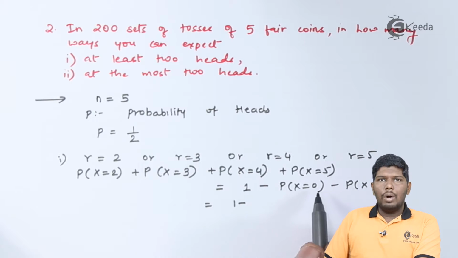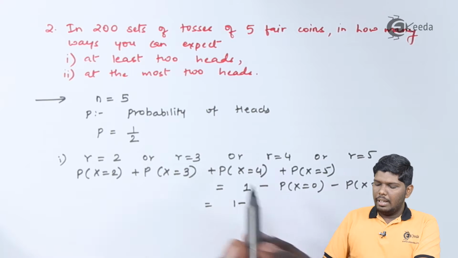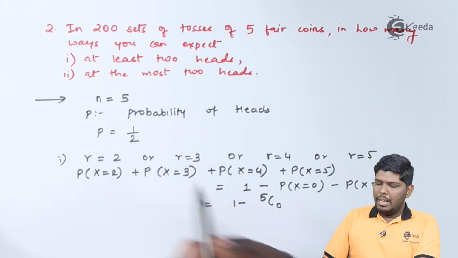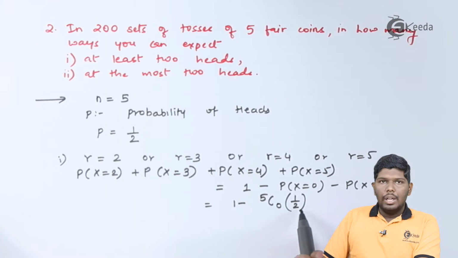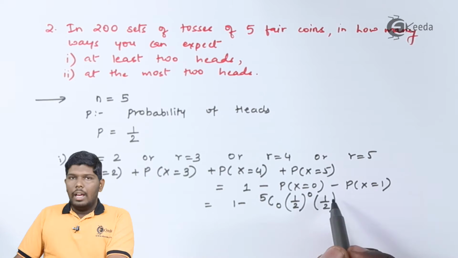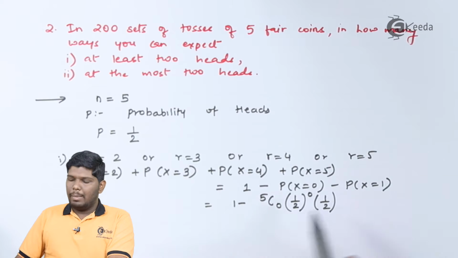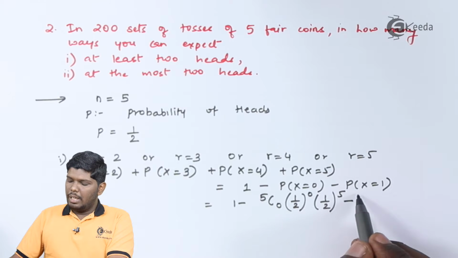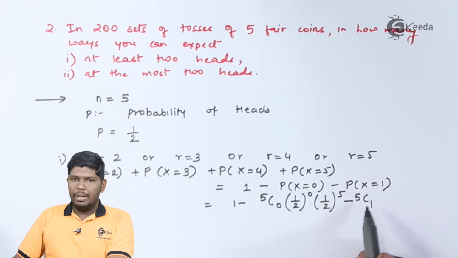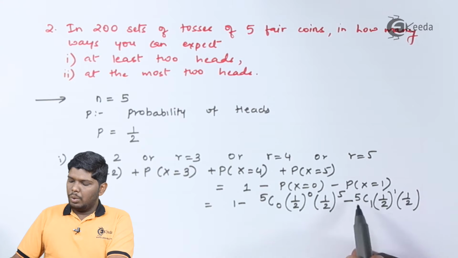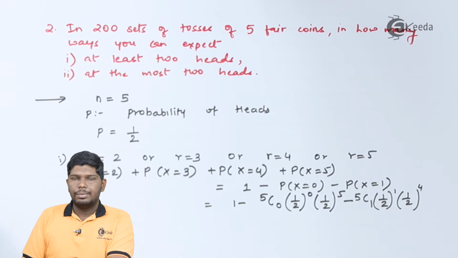Now P of x equal to 0 will be equal to n, that is 5, C 0, then we have P, 1 by 2, raised to r, which is 0, then we have 1 minus P, that is 1 minus half, which will give you half only, raised to n minus r, so 5 minus 0 will give you 5. Followed by probability of x equal to 1, this will give you 5C1, as the value of r is 1. Further we have 1 by 2 raised to 1, and again we have 1 by 2 raised to 5 minus 1, that is equal to 4.